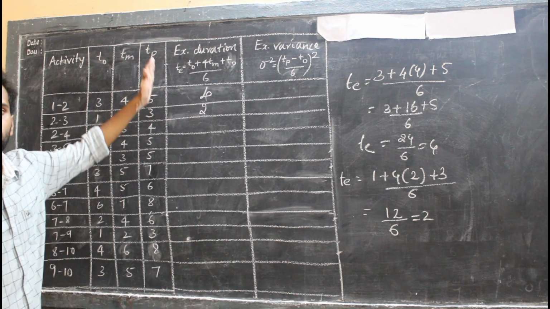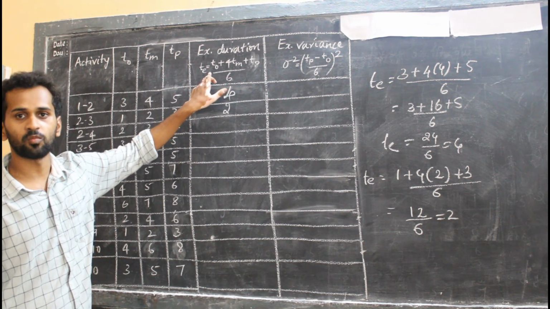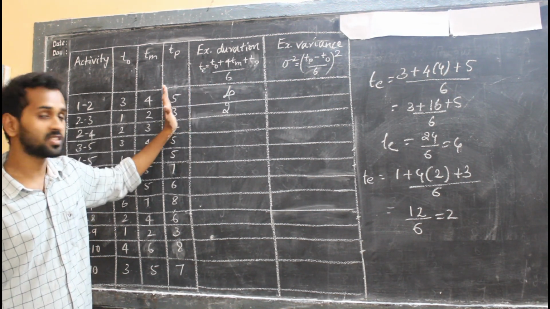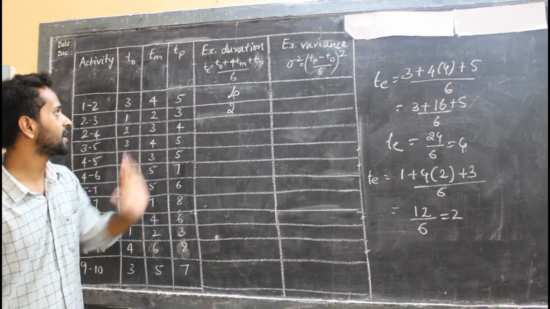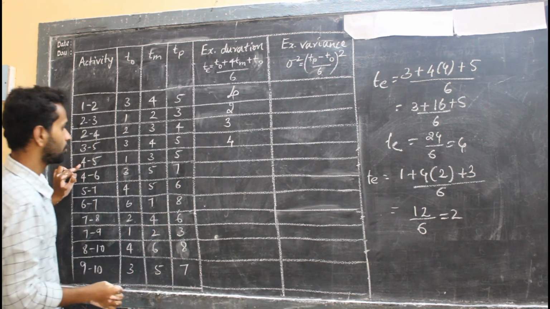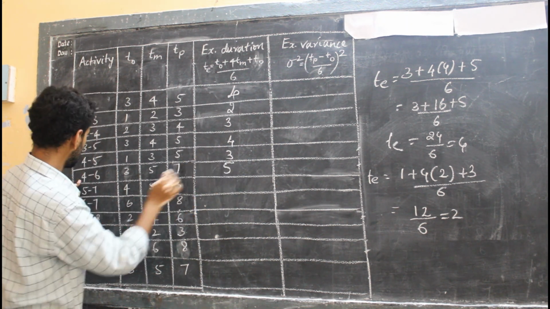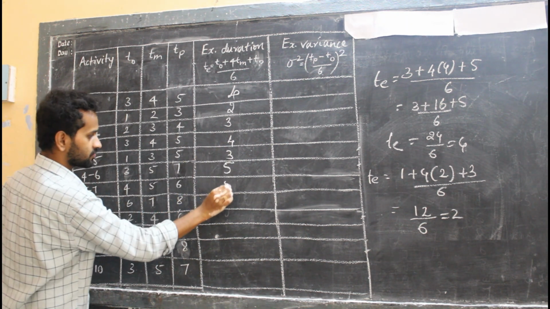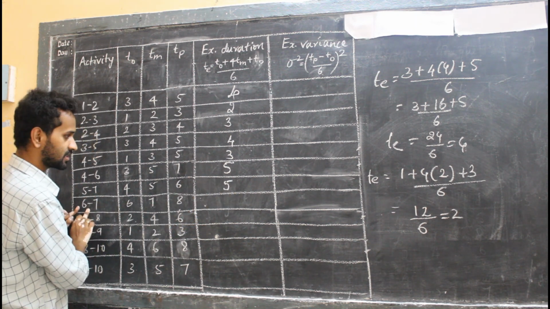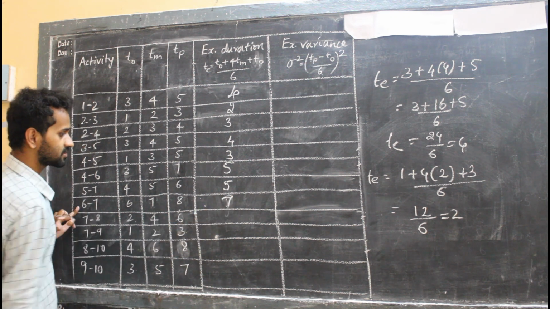Now similarly I proceed for each and every activity using the Te formula. When I use the Te formula for each activity, I get Te values 3, 4. For activity 4 to 5, I get 3. For activity 4 to 6, I get 5. For activity 5 to 7, I get 5. For 6 to 7, I get 7.